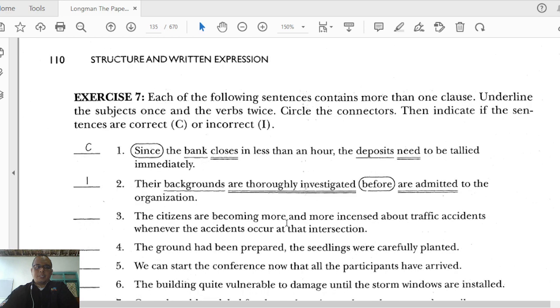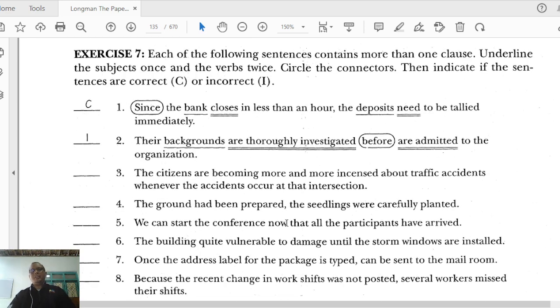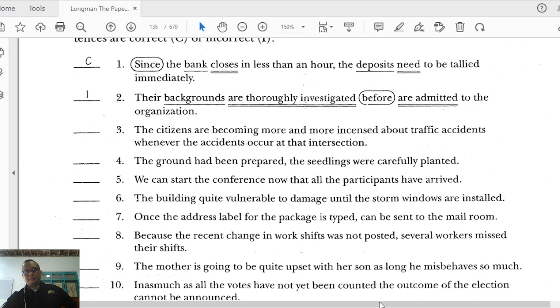Okay, so exercise 7. Each of the following sentences contains more than one clause. Underline the subject once and the adverb twice. Circle the connector, then indicate if the sentences are correct or incorrect.